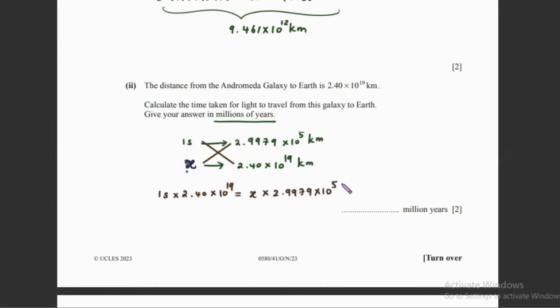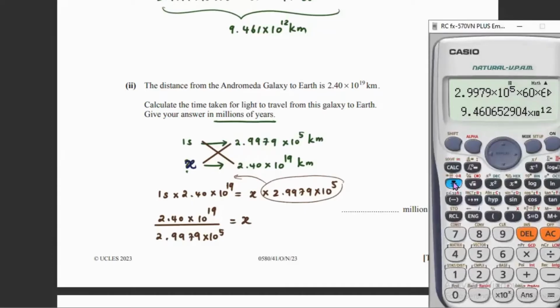So if I'm to find what x is, I need to take this to the other side. So to take it to the other side, it has to be divided. So I can forget about this 1 for now, because when we multiply it with 1, it doesn't make a difference. So 2.40 times 10 to the power 19 is divided by 2.9979 times 10 to the power 5. This gives us what x is. Now we're going to first see what we end up getting here. So we will calculate that first.